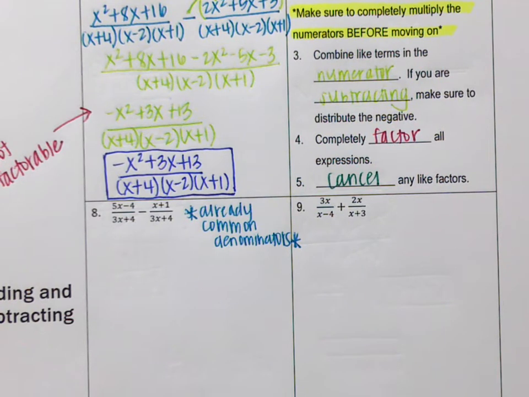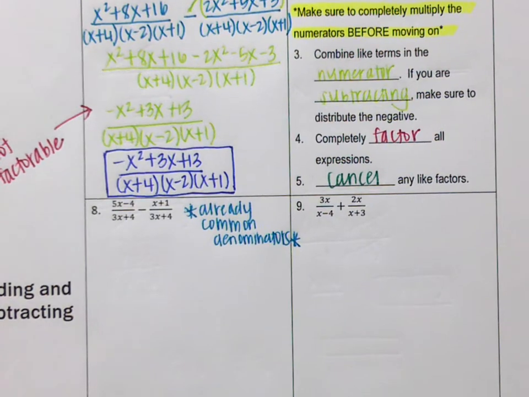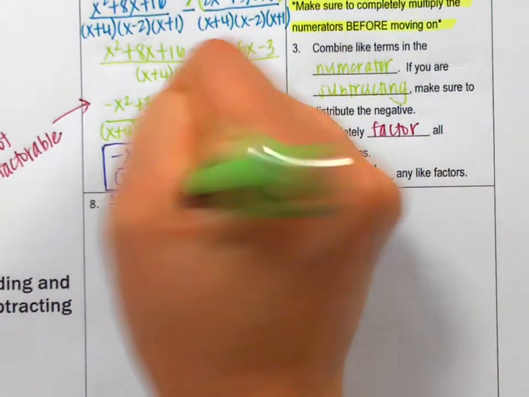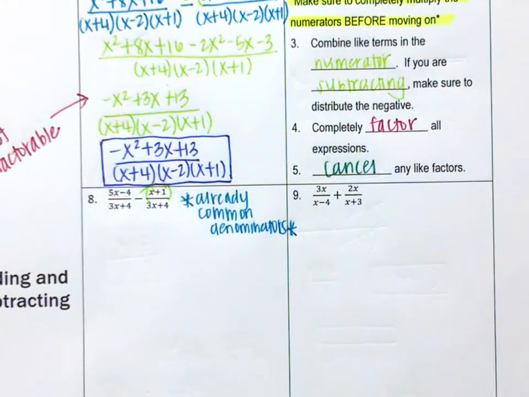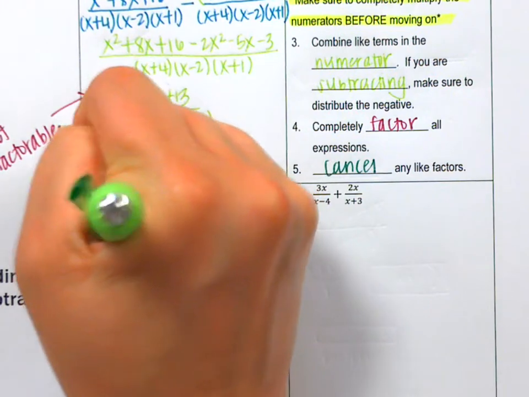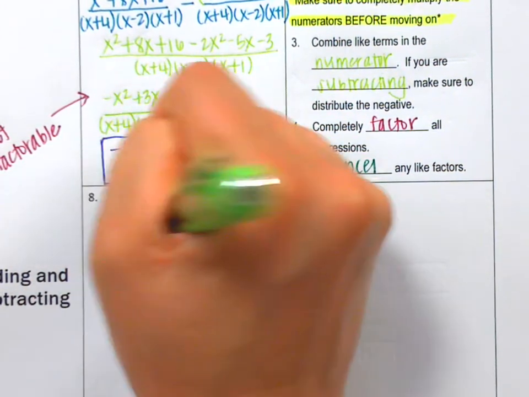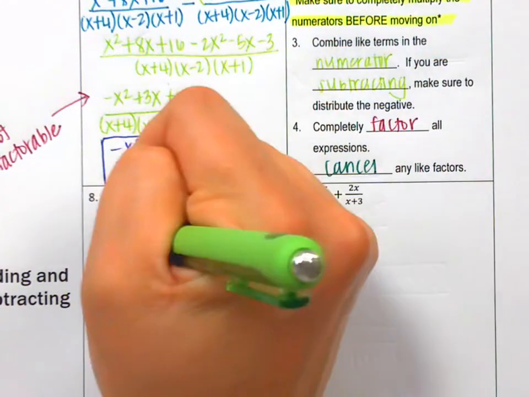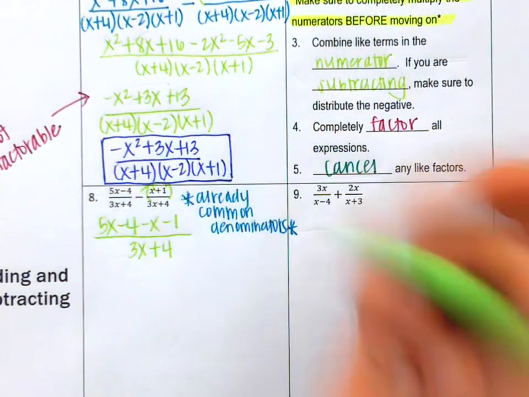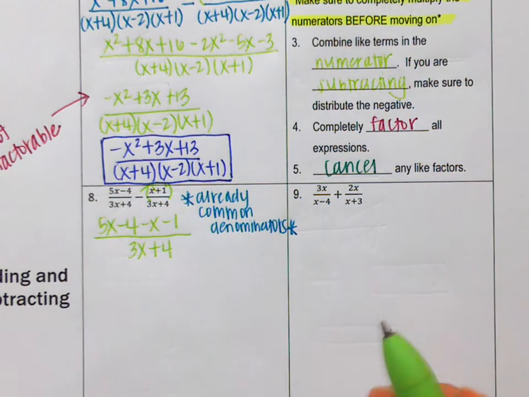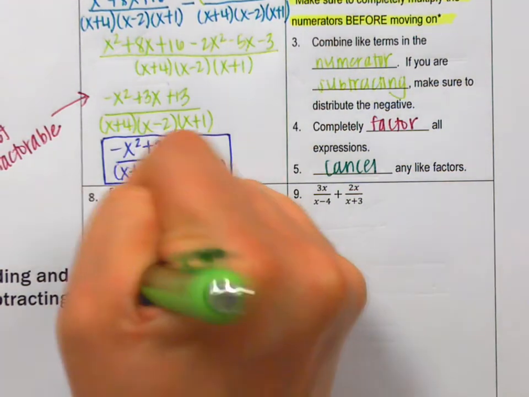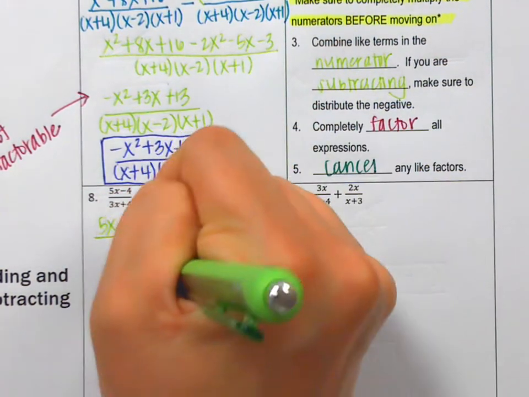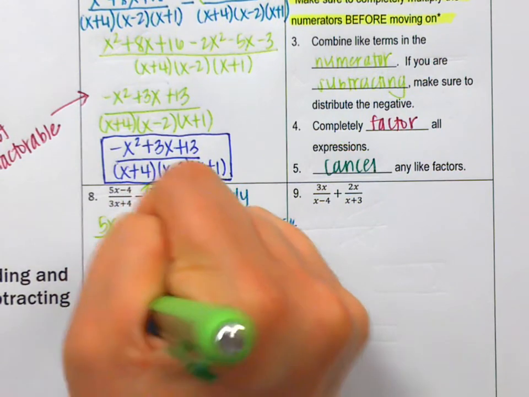So third step, combine like terms in the numerator. If you are subtracting, which we are, make sure to distribute the negative. So let's distribute the negative to x and to 1. So really, we just have 5x minus 4 minus x minus 1 all over my denominator of 3x plus 4. And now I can just combine my like terms. 5x minus x is 4x. Negative 4 minus 1 is negative 5. And then 3x plus 4.